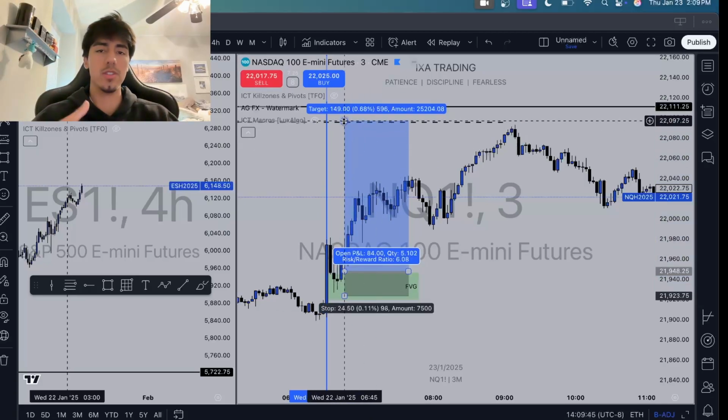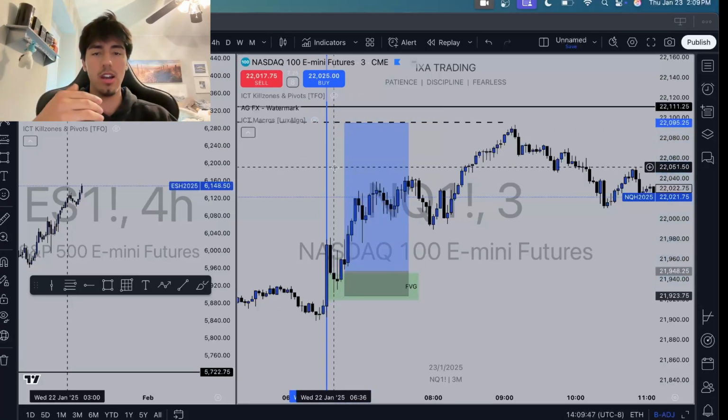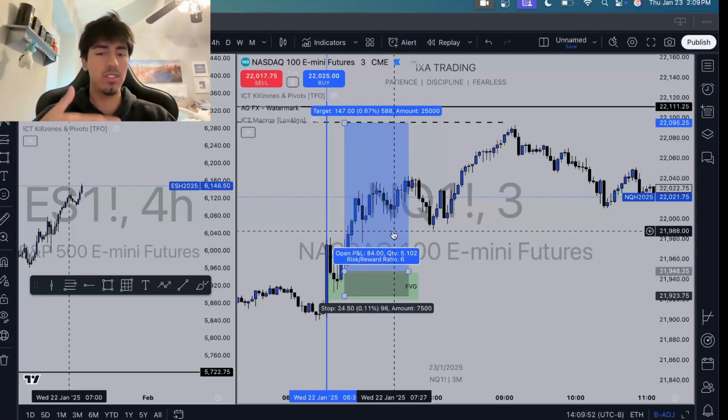But moving forward, this was about a 150 point trade. I believe most people took profit at 80 points on this, so it was about a 1-4 risk to reward, which is still really, really good.